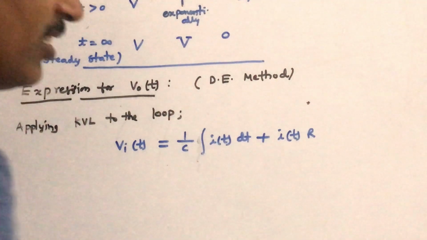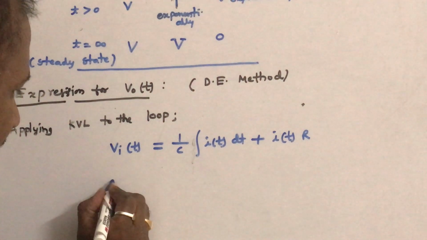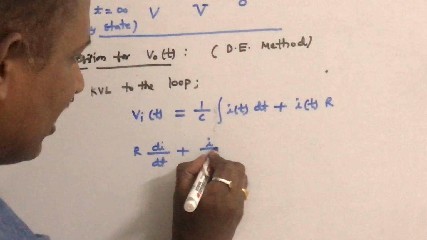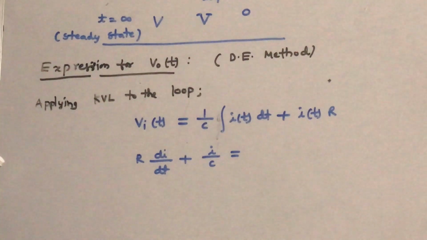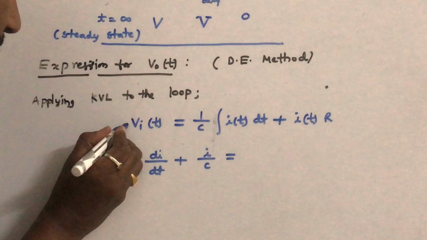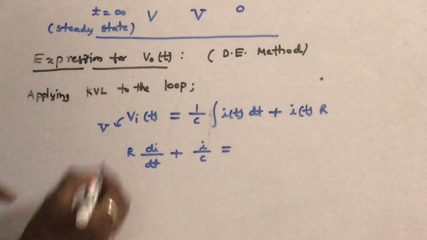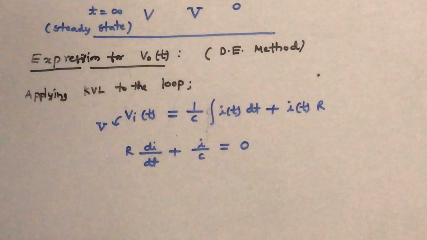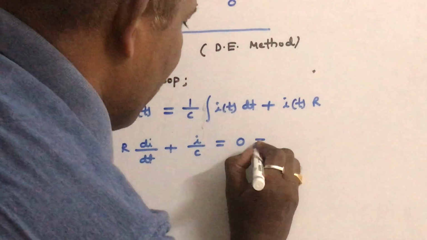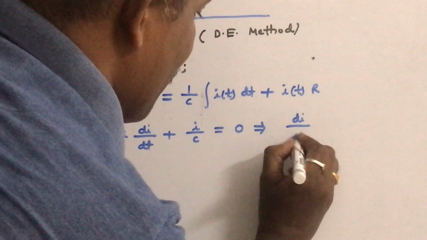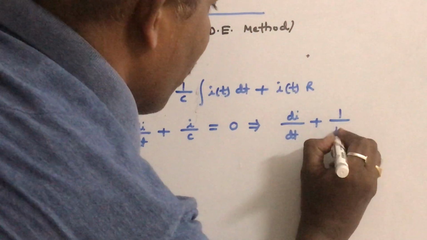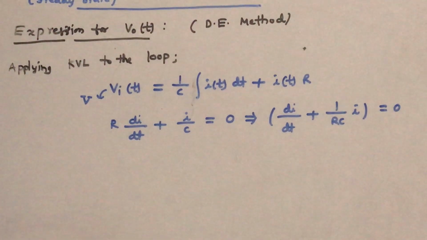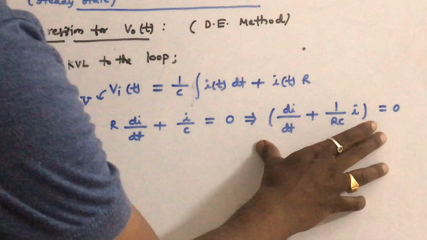Now differentiate this equation with respect to t, so it becomes R into di by dt plus I by C, is equal to the input voltage. The input voltage VI of t is V, a constant amplitude, and the differentiation of a constant V is 0. Now divide this equation by R, so di by dt plus 1 by RC into I is equal to 0. This is the first order differential equation.